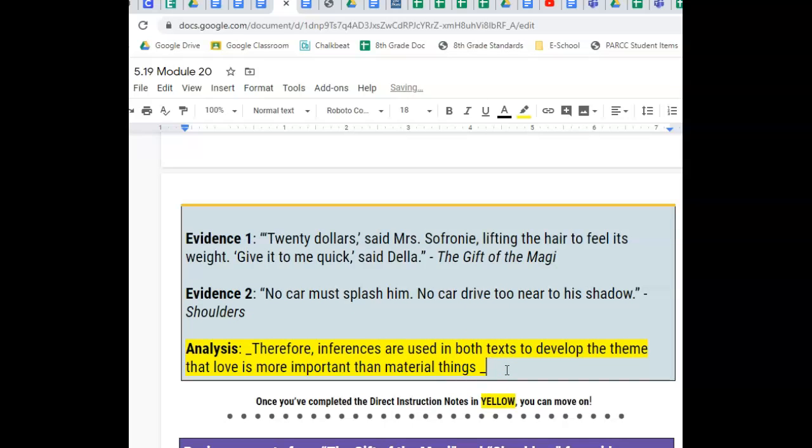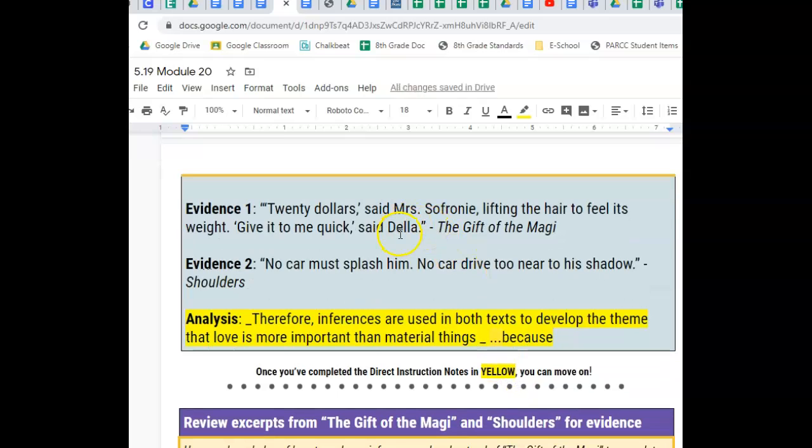So I'm going to use the word because, right? And then when I think about this, I think about Della sacrificing her hair, right? And the father protecting his son from harm in this quote from "Shoulders." And ultimately, both of these quotes, right, come together and support the fact that their love for someone else is greater than any material item, right?